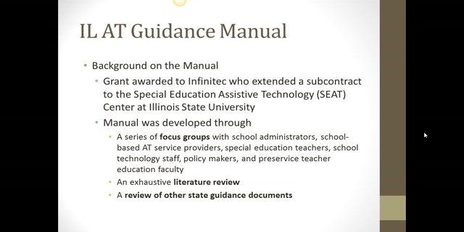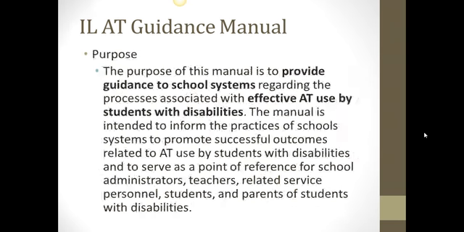We also conducted an exhaustive literature review, and then we reviewed state guidance documents from all of the states that had published documents related to assistive technology services. From that work came the Illinois Assistive Technology Guidance Manual. The purpose of the manual is to provide guidance to school systems about how to provide effective AT services to students with disabilities. And so there's a lot of information in there.